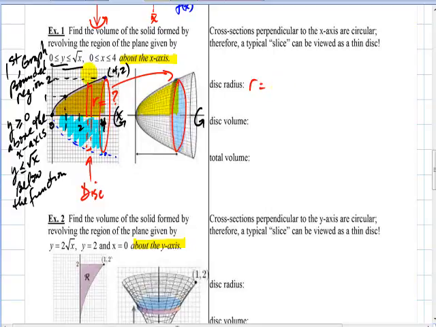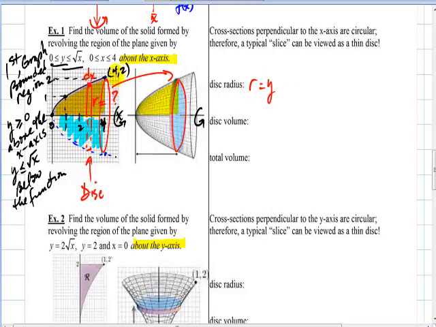The thickness of the disc, since it's vertical here, is the difference in x's. So we call that dx for the thickness. So we want to write our integral in terms of x, so we've got to write our radius in terms of x. Well, what is x equal to right here? Well, it's equal to some y value, first of all.